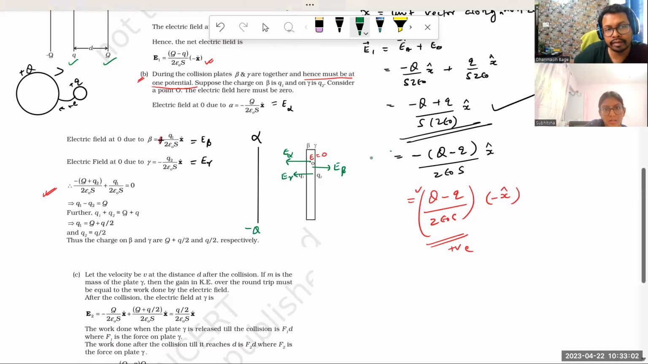So you added, just see this. Now the net electric field will be equal to what? E alpha plus E beta plus E gamma should be equal to 0. That's it. That's what they have done.